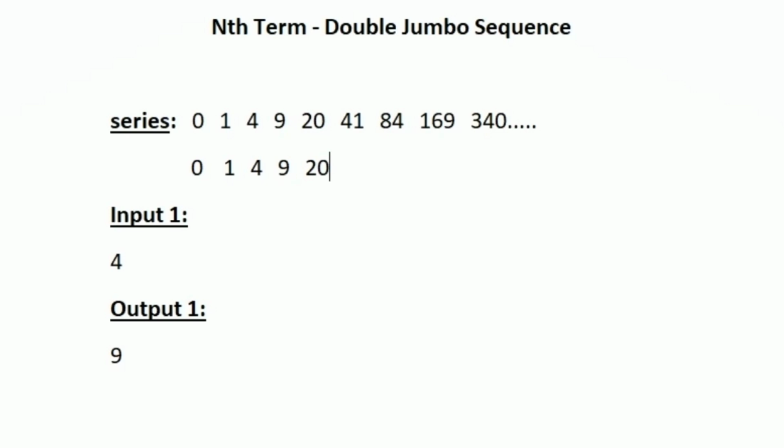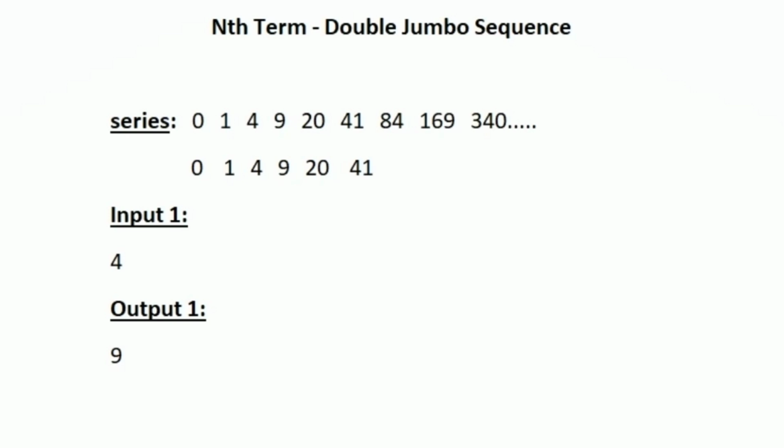Previous term into 2 plus 2 and then previous term into 2 plus 1. Like this, plus 2, plus 1. This will be varying for every term. Like this the series goes on. So now 20 into 2 and now we have to do plus 1 because previously we did plus 2. 20 into 2 is 40. 40 plus 1 we get 41.